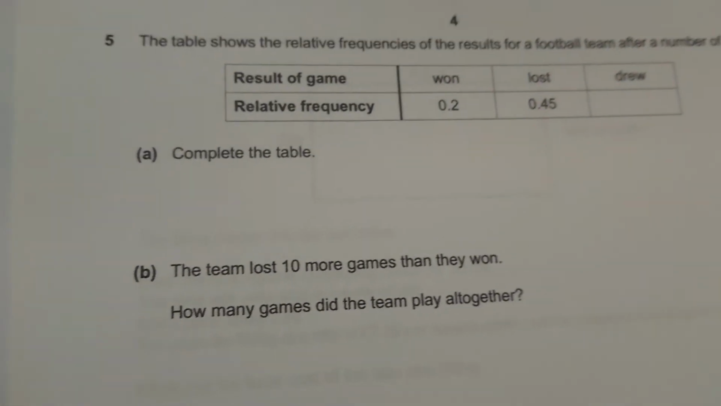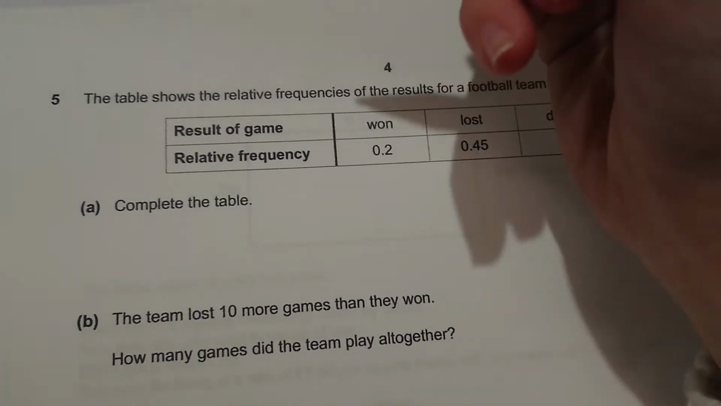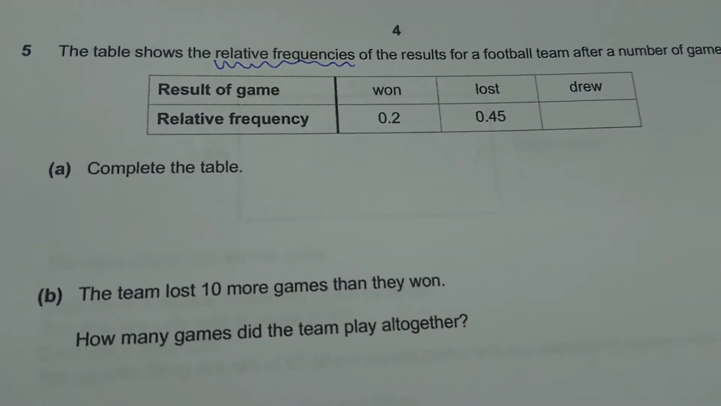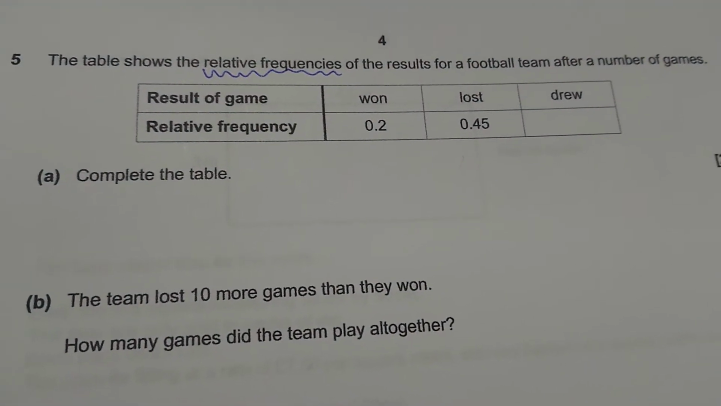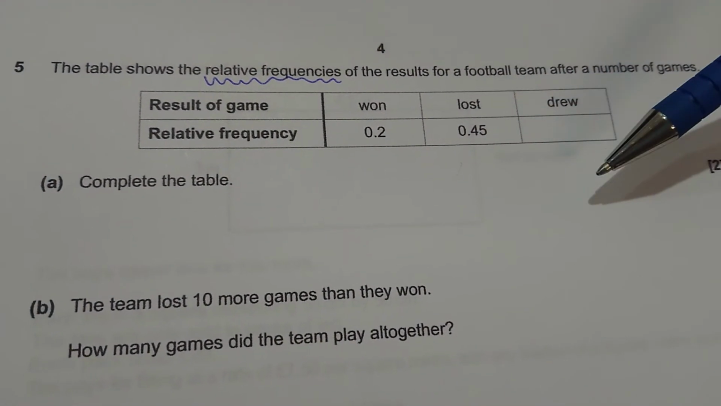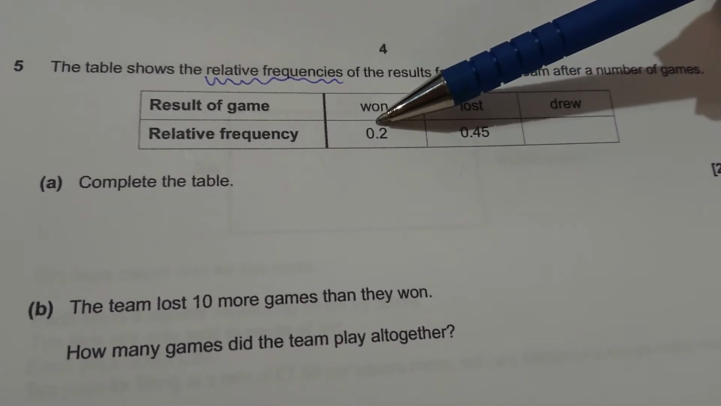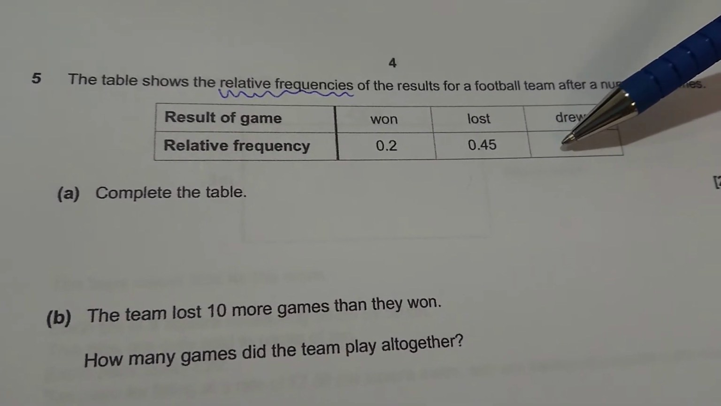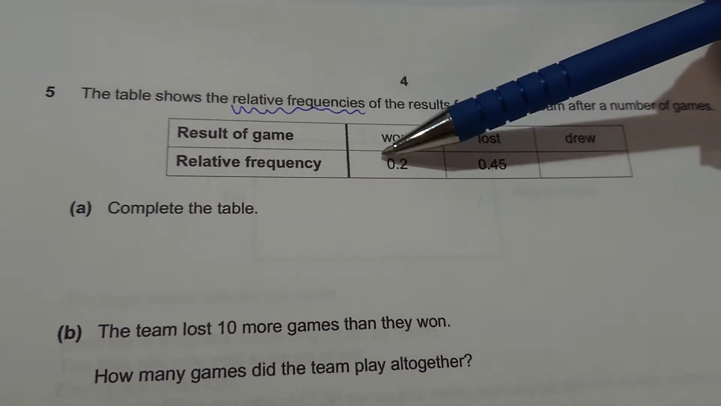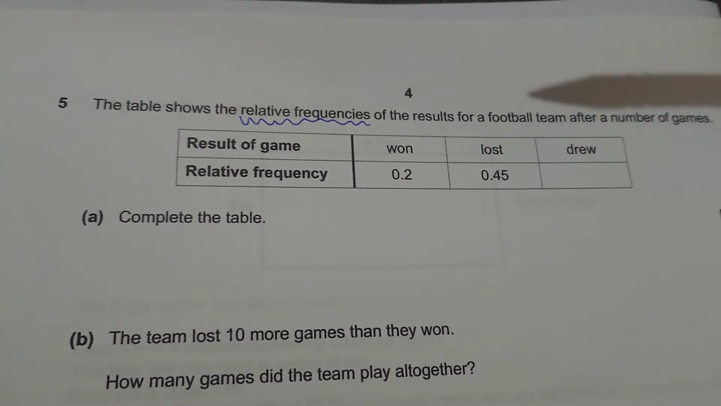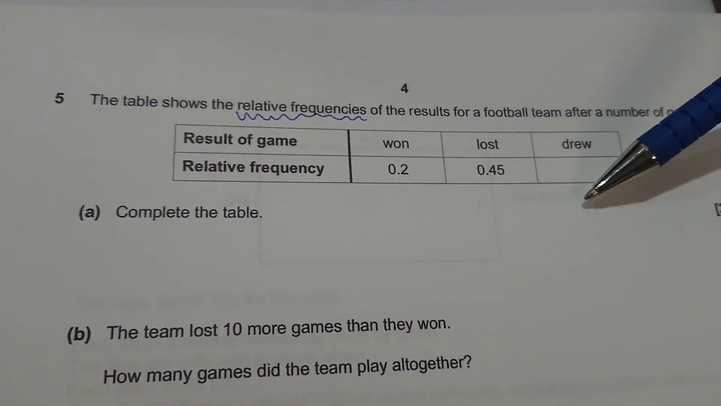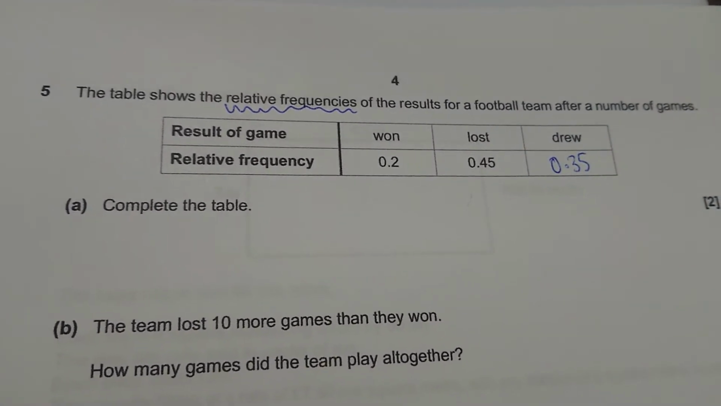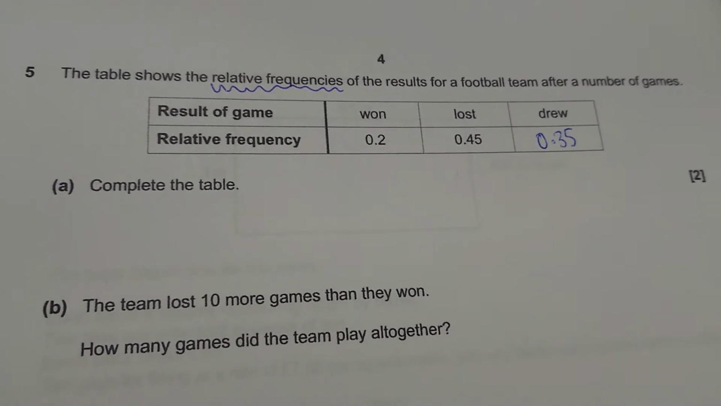Okay, question 5. So keywords in this: relative frequencies are just probabilities as a result of an experiment or observations that somebody has made. So this is to do with the results of a football team after a number of games. So these are just probabilities, and probabilities should be adding up to 1. So to work out this missing value here, I would do 0.2 plus 0.45, which makes 0.65, and then I would take that away from 1, and that gives us 0.35. So this should be adding up to 1 whole one.